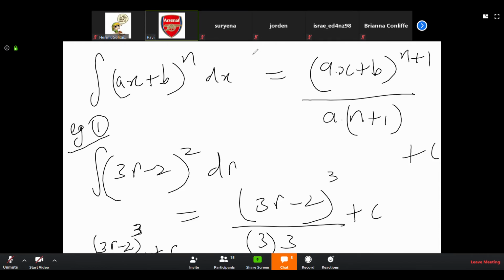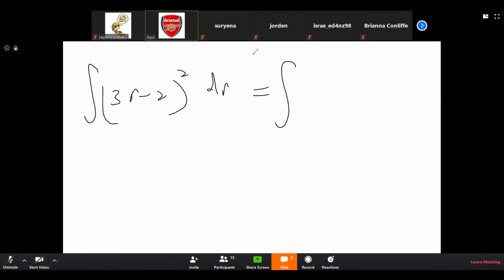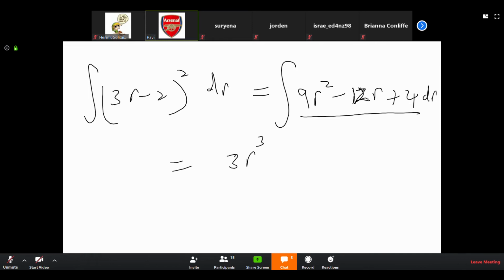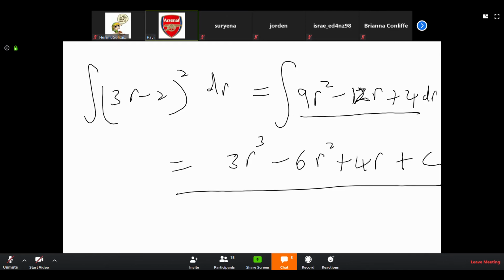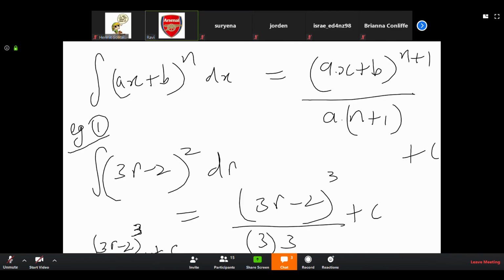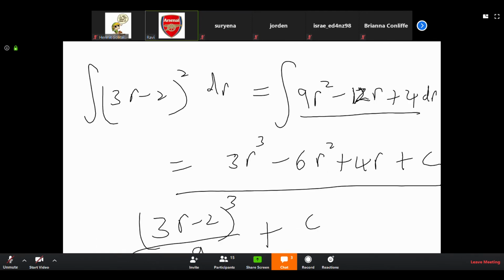But you may ask, sir, what about if I expanded it? Why didn't I get an answer that looks the same? So you get the integral of the expansion, and when you integrated this, you're going to get 9r cubed on 3, which is 3r cubed, minus 12r squared on 2, so minus 6r squared, plus 4r, plus some constant c. But if you recall my answer over here, it looks like this: (3r - 2) cubed all over 9 plus c. So which is correct? Is this correct or is this correct? Both of them are correct. What accounts for the difference?